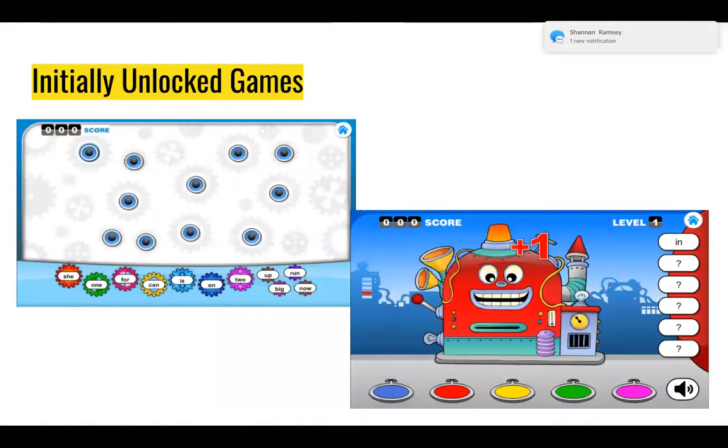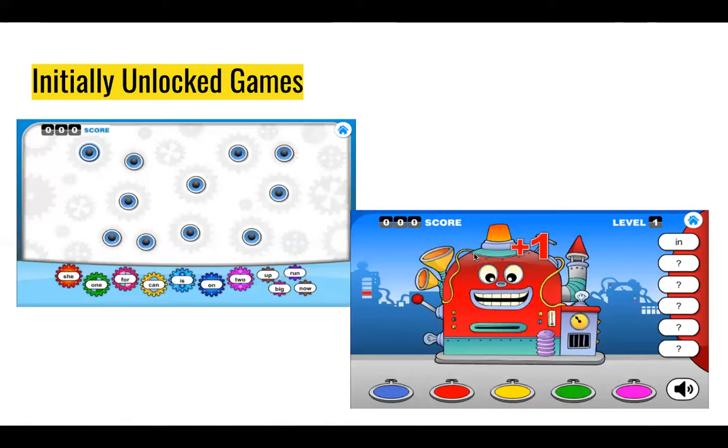So these are the two games that are initially unlocked. The one on the left is the gears one, and the one on the right is the machine one. For the one on the left, the student would touch these speakers and it would say a word. And then they would reach down at the bottom and find the gear that has the correct word and then drag it to the appropriate speaker.